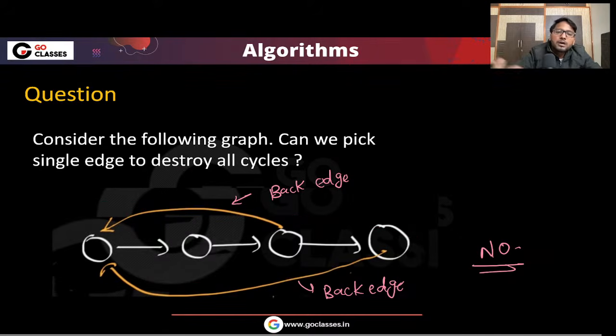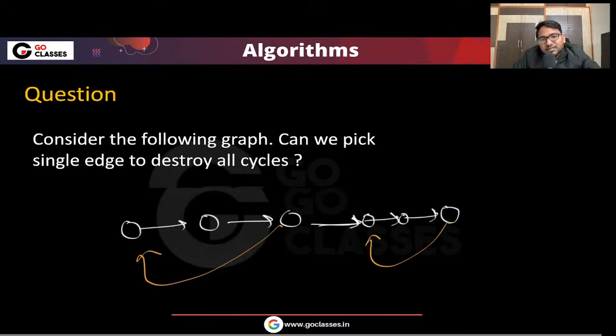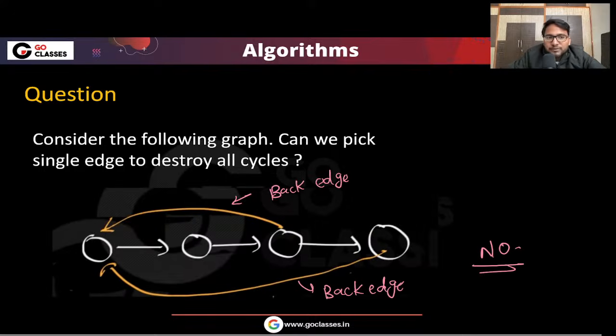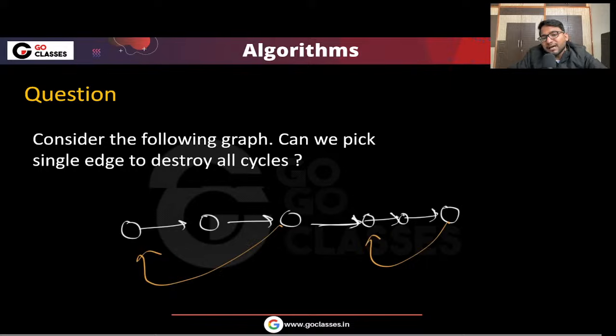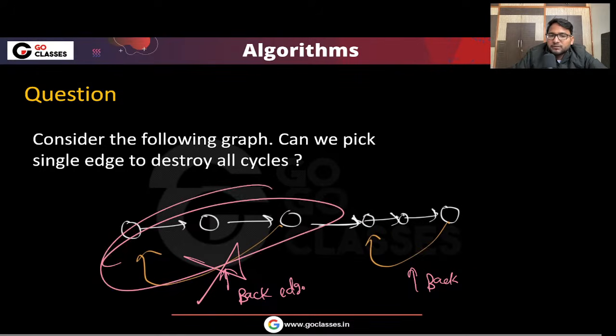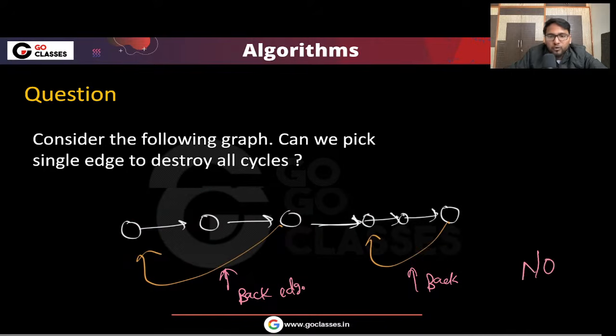Okay. Now let's see this. Can we pick a single... Okay, sorry. So here it seems like the answer is no. Okay, I'm sorry about it. But it is an interesting question. Okay, but before that, maybe I can tell you this. See, can we pick a single edge to destroy all the cycles? See, this is a package, right? This is a package. If you remove this package, then you will be removing this cycle, but this cycle will remain, and vice versa. So here the answer is definitely no.